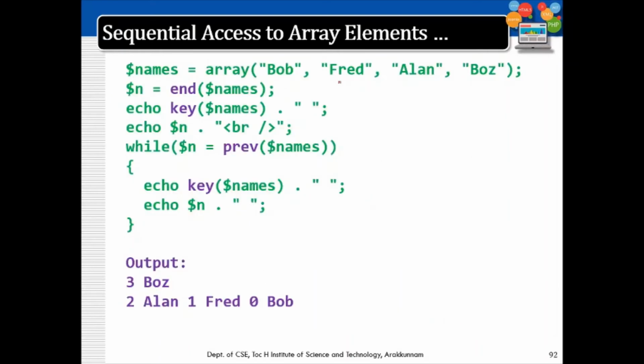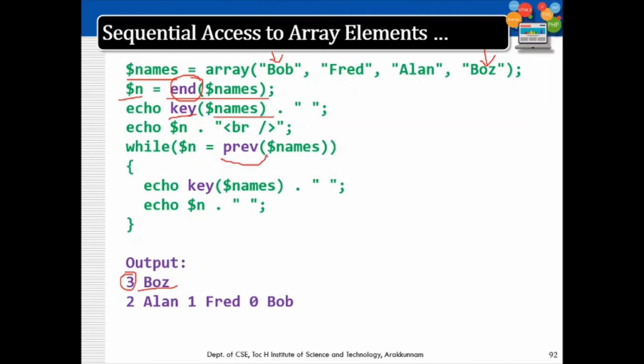We'll see an example. I have the same array $names. $n is equal to end of names. Of course, this will move the pointer. Currently, the pointer will be at Bob's. This function end will cause the pointer to move to the last location, that is Mo's. The key function will just retrieve the key of the particular element. So for Bose, the key will be 3, since the keys are 0, 1, 2, 3. So 3 for Bose will be the value returned here.